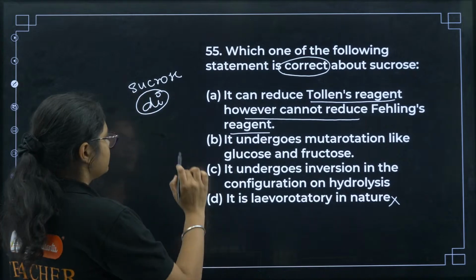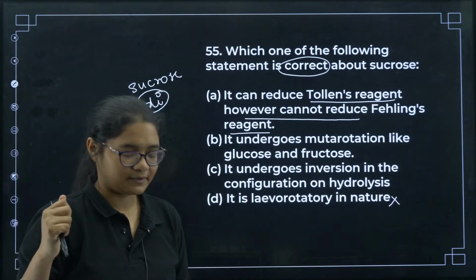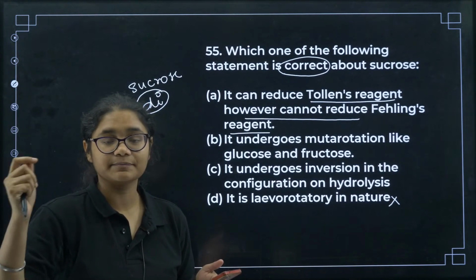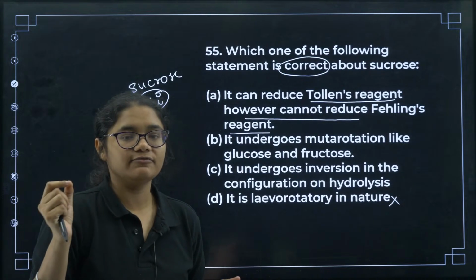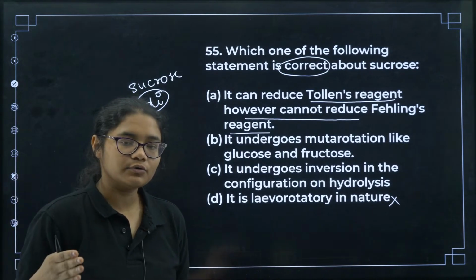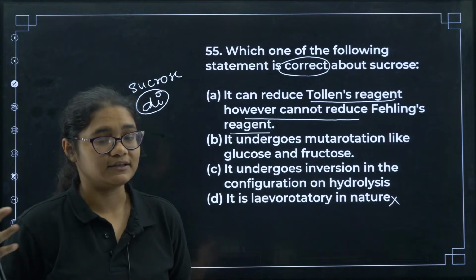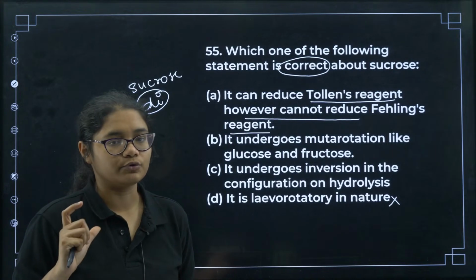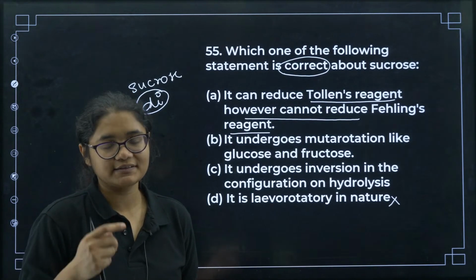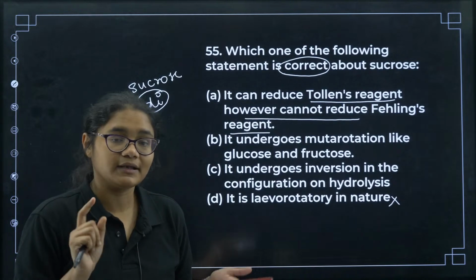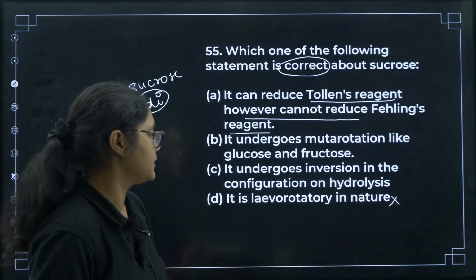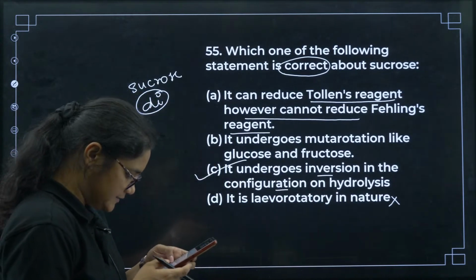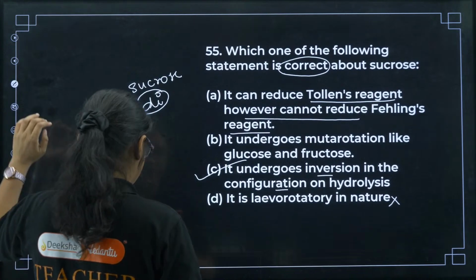Generally, sucrose is dextrorotatory. But when sucrose undergoes hydrolysis, it forms glucose and fructose. Glucose is dextrorotatory and fructose is levorotatory, and the levorotation of fructose is more than the dextrorotation of glucose. So after hydrolysis the solution becomes levorotatory, but initially it is dextrorotatory. So it undergoes inversion of configuration. So the correct answer is option number C here. Yes, 55C is the correct answer.